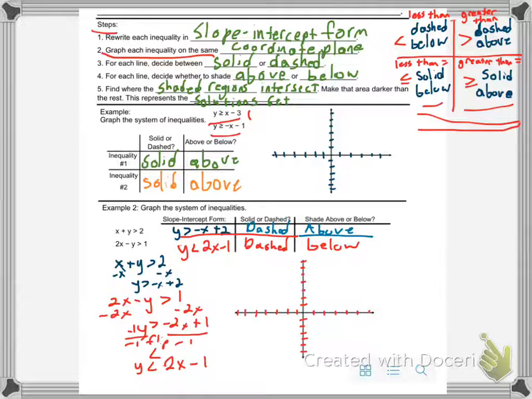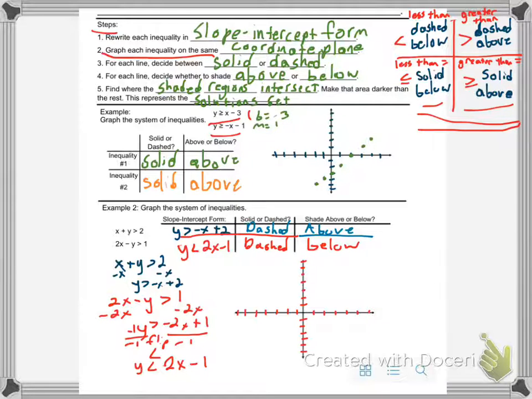So our first inequality, we're going to graph it. We know our b here is -3, and our m is 1. So I'll go down to -3, and we're going to go up 1 over 1, up 1 over 1, up 1 over 1, and down 1 over 1.